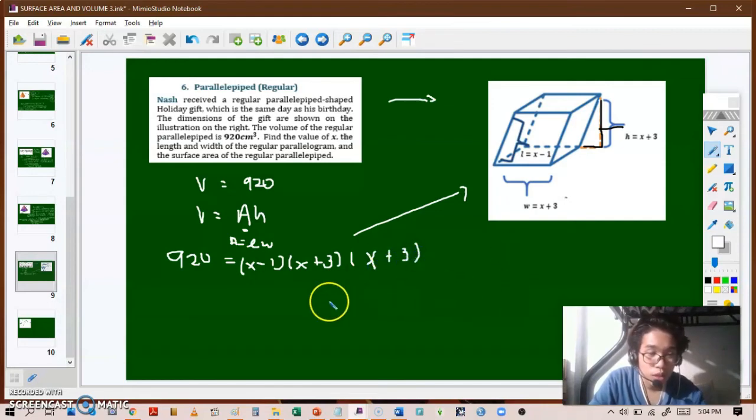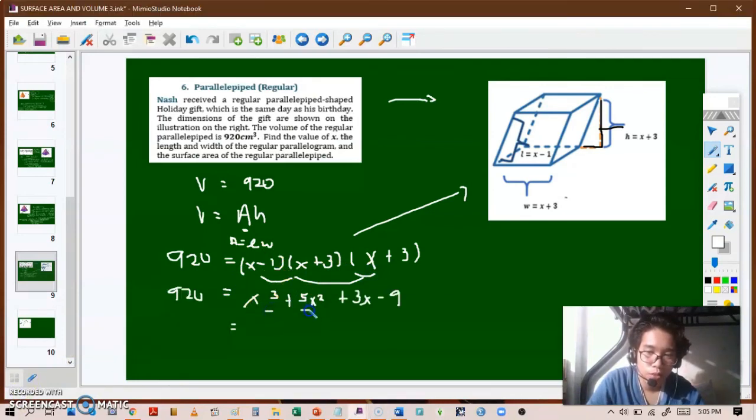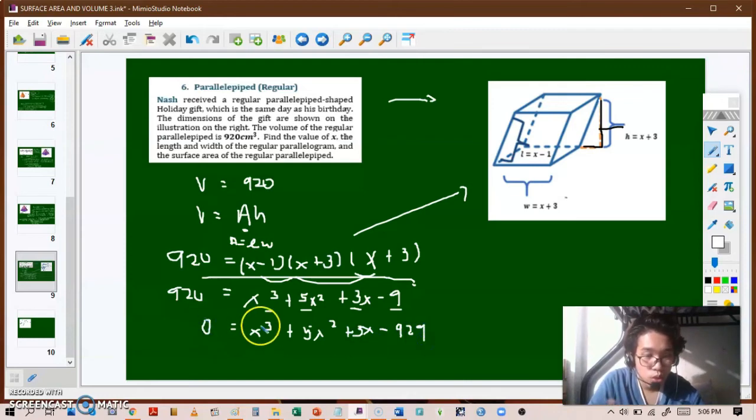So we're going to have a cubic equation when we solve this. If we multiply these three values all together, the answer will be x cubed plus 5x squared plus 3x minus 9. And then we transfer the 920 to the other side, so we get x cubed plus 5x squared plus 3x minus 929, and that will be equal to 0. And from here we can get the roots, the cubic roots.